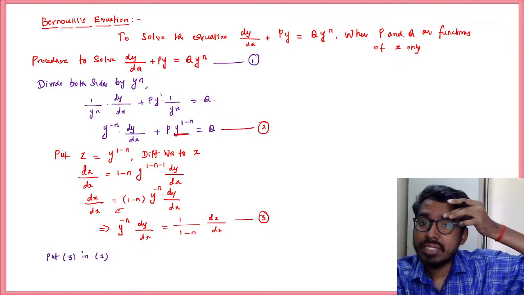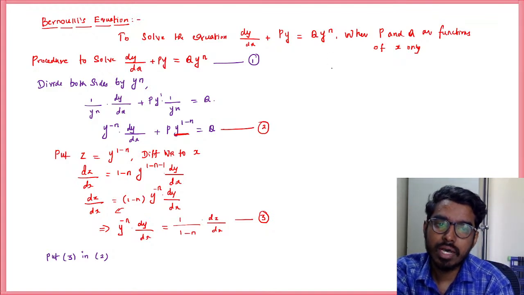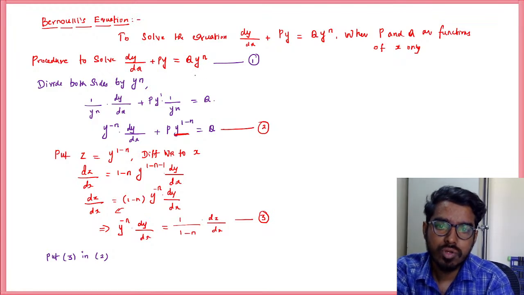So to solve an equation dy by dx plus py is equal to q into y power n, where p and q are functions of x only, first you divide throughout by y power n to make the coefficient of q a function of x alone. For that, you have to divide by y power n, since q is a function of x.